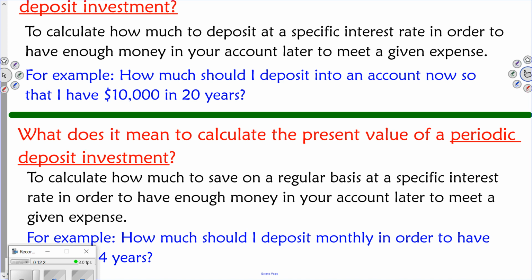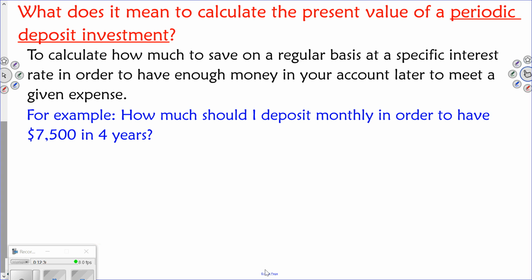So how much should I deposit monthly in order to have $7,500 in 4 years? So see the difference. The one is single, so I'm only putting money in once. Right? This one is how much should I deposit every month so I have $7,500 in 4 years.